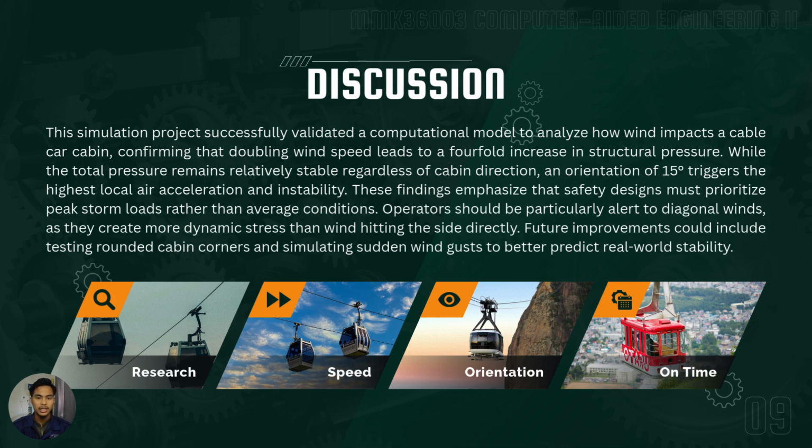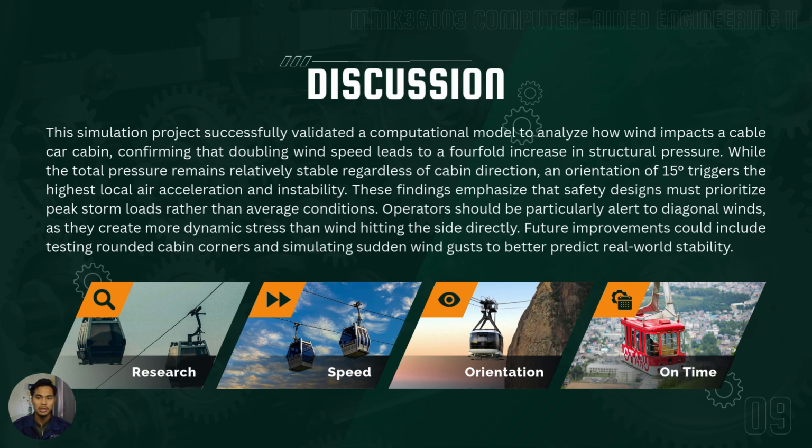These findings emphasize that safety design must prioritize peak storm loads rather than average conditions. Operators should be particularly alert to diagonal winds, as they create more dynamic stress than wind hitting the side directly. Future improvements could include testing rounded cabin corners and simulating sudden wind gusts to better predict real-world stability. For this study, we first made sure our computer model was accurate by testing different levels of detail, eventually choosing a medium setting that balanced precision with speed.